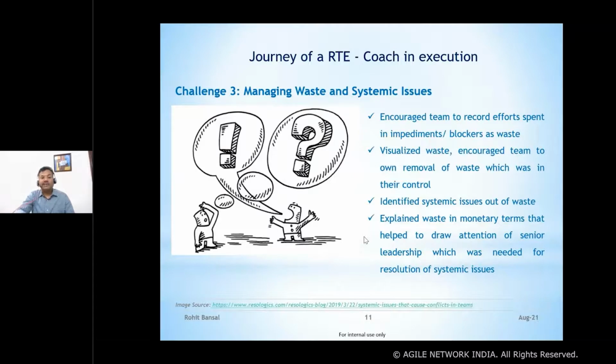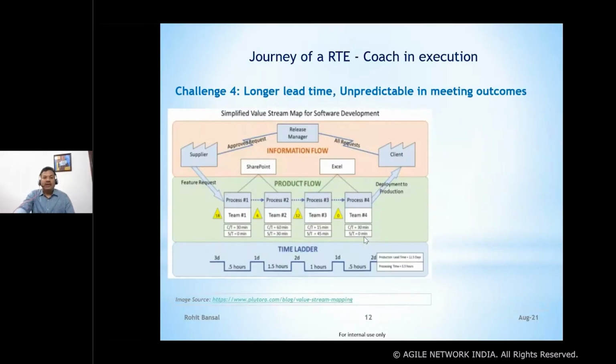And it's not one time, it will keep on happening, so I keep on doing this work. Last thing, longer lead time, unpredictable meeting outcome. I already talked about it earlier. So what we did: visualize flow and control work in process. We looked at what our WIP is, using a cumulative flow diagram and using it in the system demo.